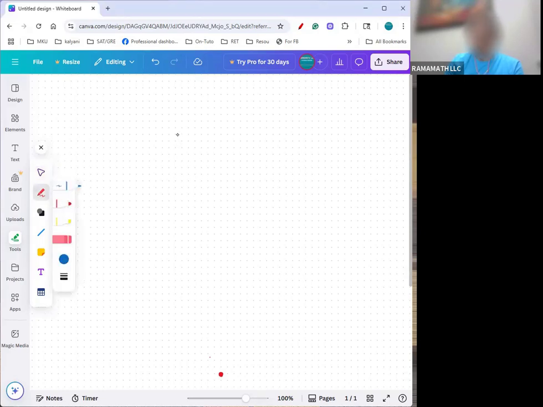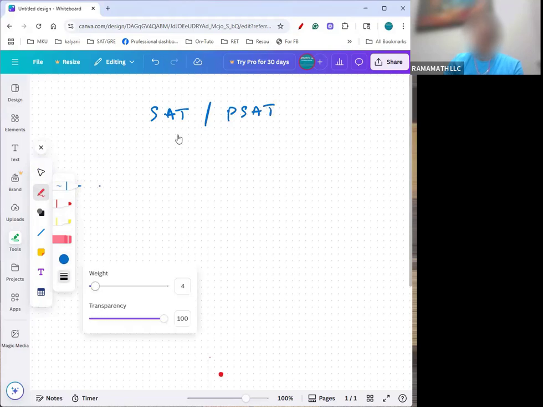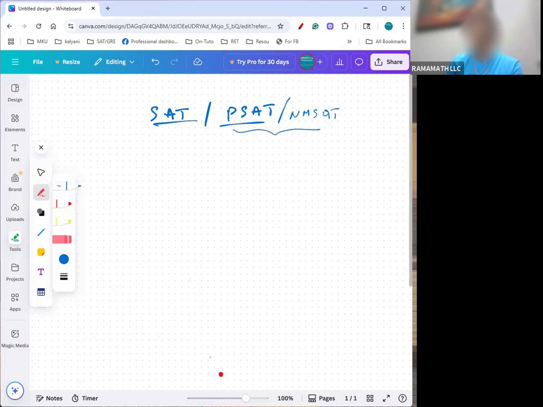A couple of things: SAT, PSAT and NMSQT. These are all the same thing, you can look into it. What's the same and what's the difference between these? As you know, the PSAT or NMSQT will help you get scholarships, and the SAT is for you to apply to colleges.